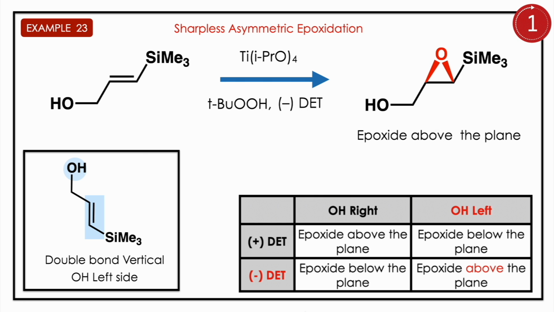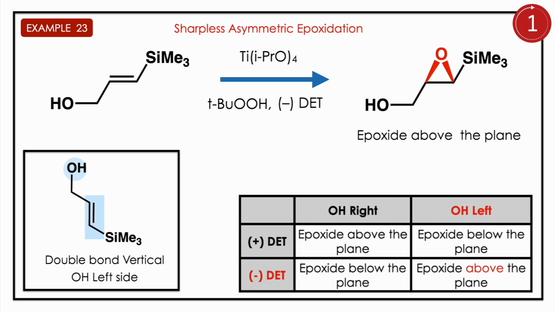Here the reaction may give a little confusion because it has silyl. As we discussed already, we focus on the functional group. Here you have an alkene and alcohol, which is an allylic alcohol. DET you are using. So Sharpless asymmetric epoxidation. First step will be identifying the position of the OH group. Bring the double bond vertical, OH above. If you do that, you can clearly see OH is on the left side, minus DET you are using.